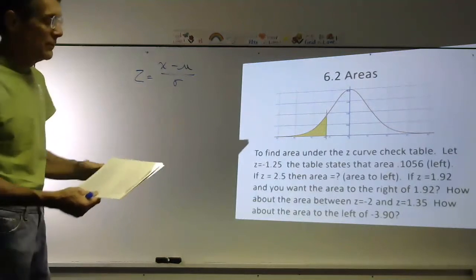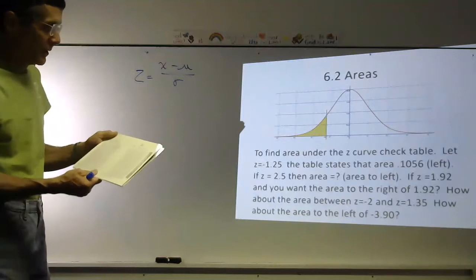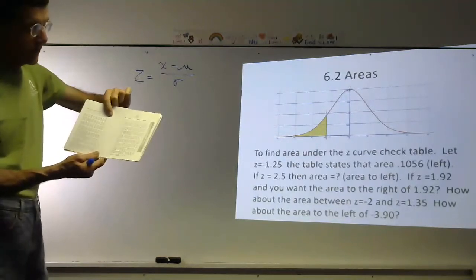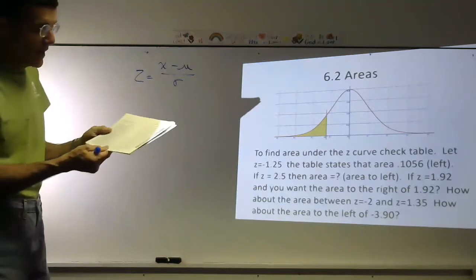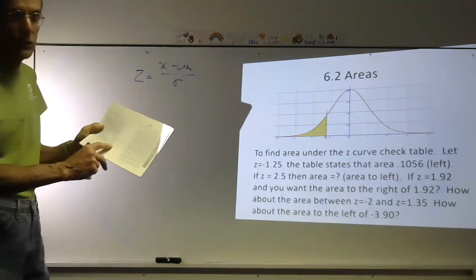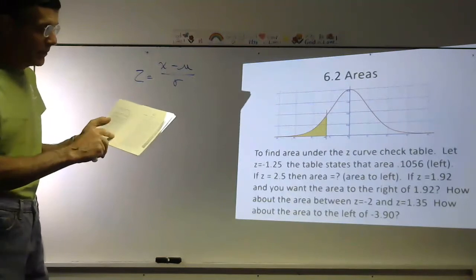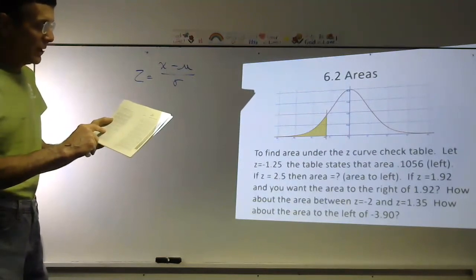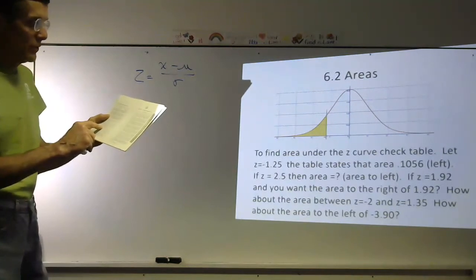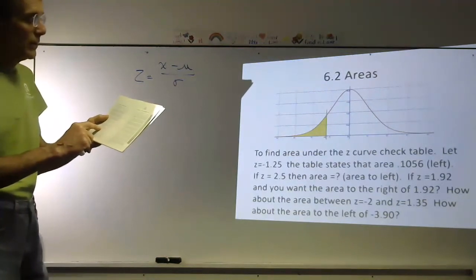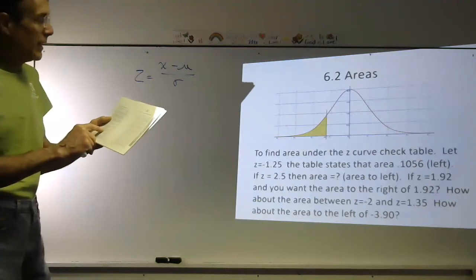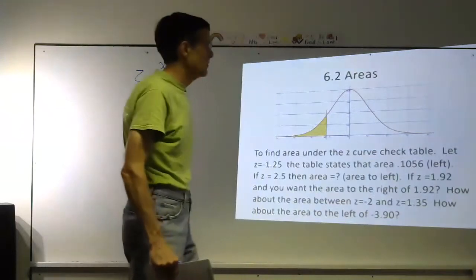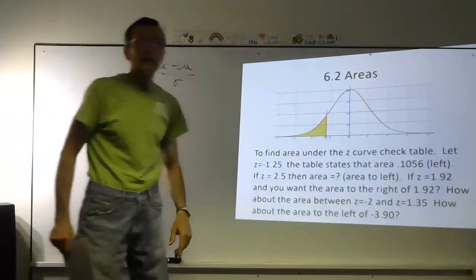If you want -1.25, okay, you find the z column, identified as Z. You go down to negative 1.2. Go down the column to negative 1.2. Then you run your finger to the left till you get over to negative 1.25. You're under the 0.05 column. And I get an area of 0.1056 square units, the yellow area.